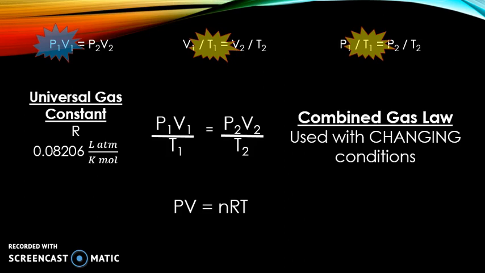PV equals nRT. This is the form of the equation that you're going to see most often in textbooks. I lovingly refer to this as PervNerd. It's kind of an easy way of remembering the equation.